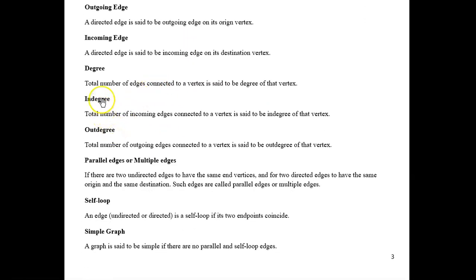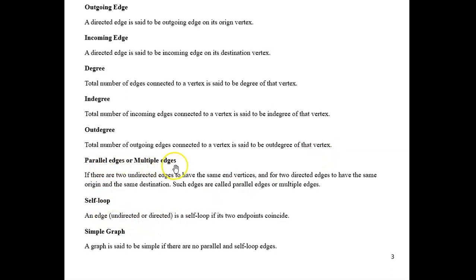In degree. The total number of incoming edges connected to a vertex is said to be the in degree of the vertex. Out degree. The total number of outgoing edges connected to a vertex is said to be the out degree of that vertex.